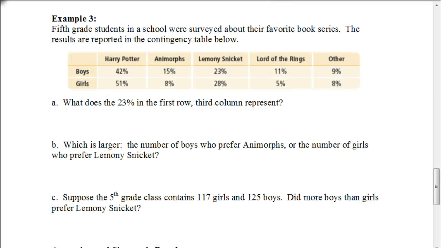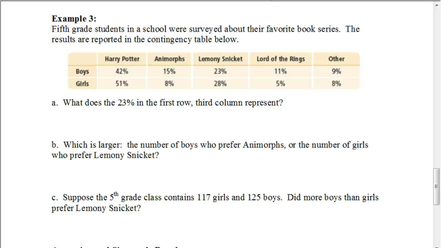Well, let's conclude by looking at this last example. In this example, it says 5th grade students in a school were surveyed about their favorite book series. The results are reported in the contingency table below. Now you might recognize that this contingency table looks different from the other ones. This one has all the values in each of the rows and columns as percents rather than giving us the actual data amounts, which limits what we can do here. But let's answer this first question.